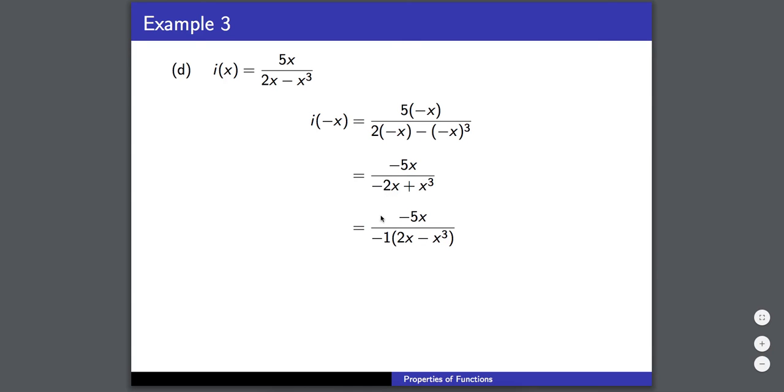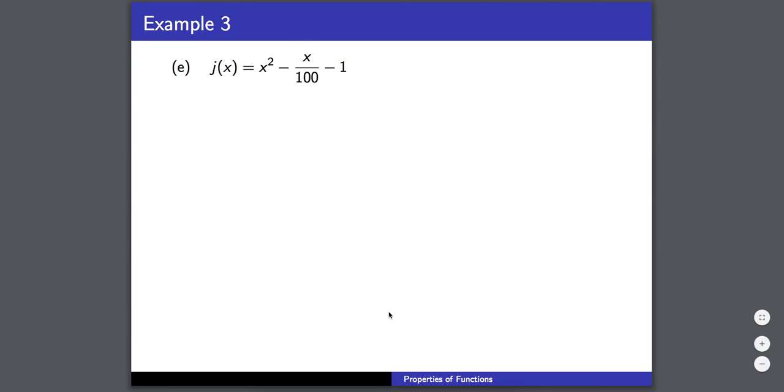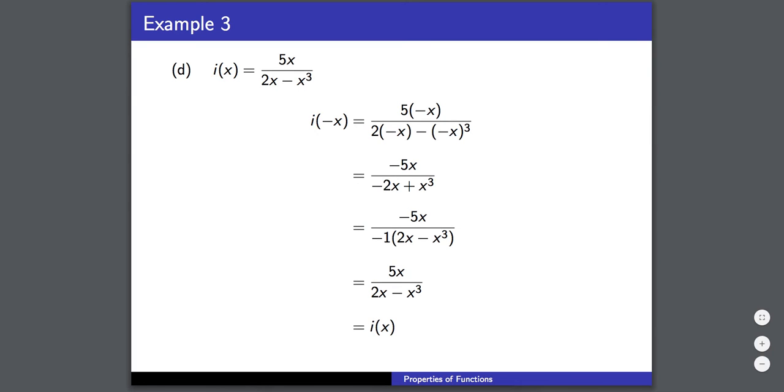We can factor a negative 1 out of this denominator and give us negative 1 times 2x minus x cubed, and then negative 5x divided by negative 1 is positive 5x. So we end up with the exact same thing we had at the beginning. This is an even function. i of x is an even function.